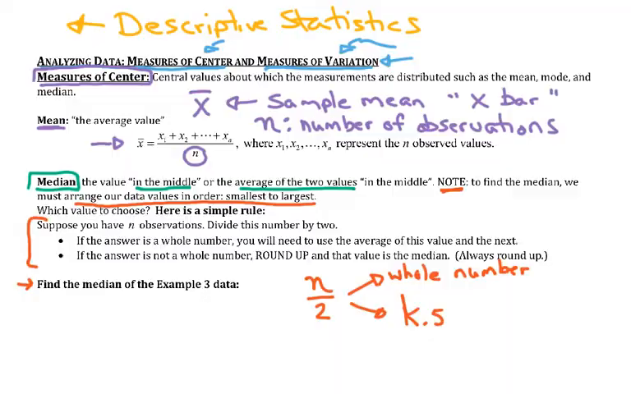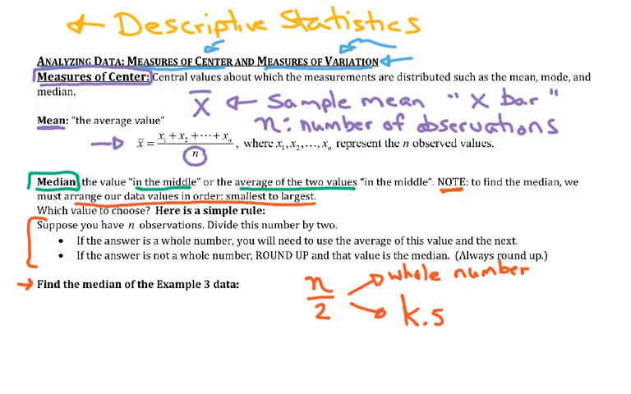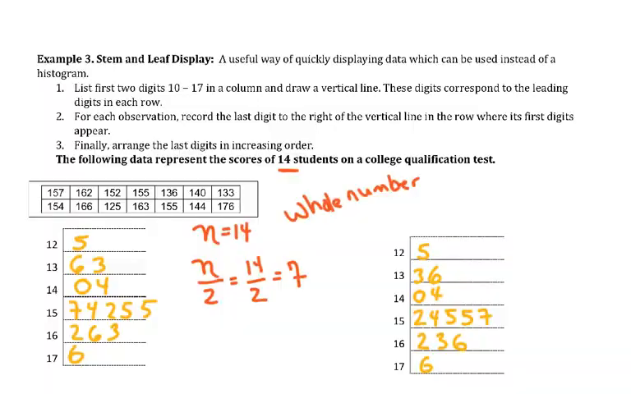So in the example 3 data, if we divide N by 2, that's 14 divided by 2, that equals 7. That's a whole number. So what does our rule say to do when you have a whole number? It says if the answer is a whole number, you will need to use the average of this value and the next. So find the 7th observation plus the 8th observation and average them. That means divide by 2.